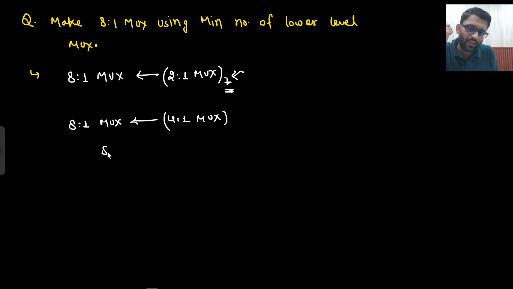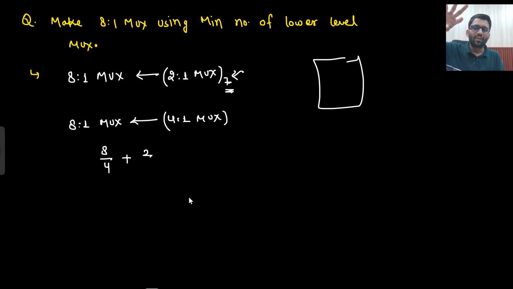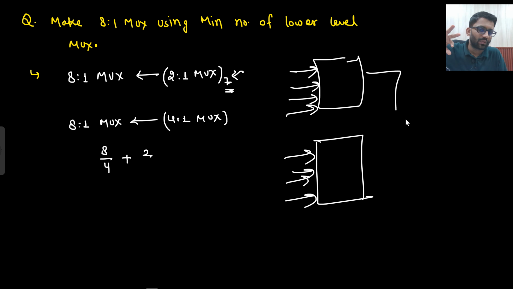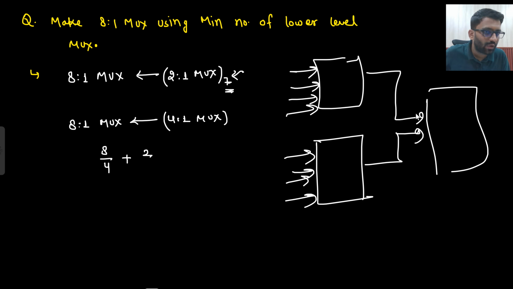So what I will do? 8 divided by 4. Now 8 is divisible by 4, so 2 is left. What does that mean? It will have 8 inputs. One 4 cross 1 can take 4 inputs, and it will generate 2 outputs, and these 2 outputs can be taken as input by a 2 cross 1 mux.